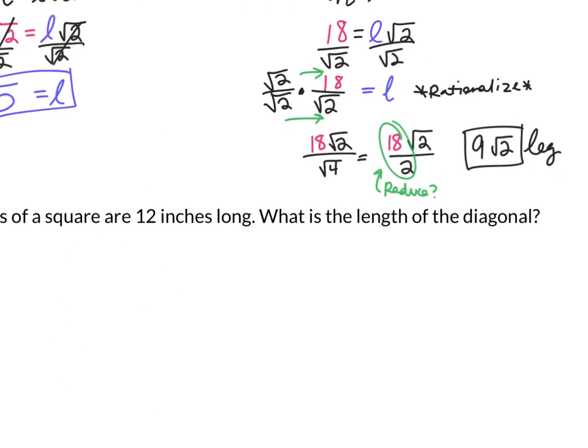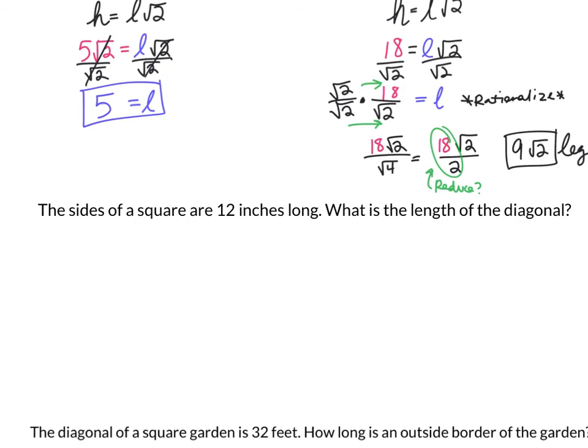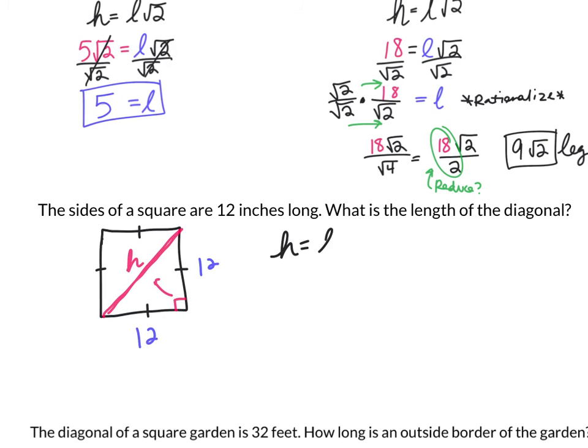So last two examples. Okay, so here we have the sides of a square being 12 inches long. We need to find the length of the diagonal. So draw a picture. So our square has congruent sides all the way around, 12. Okay, we want to find the length of our diagonal. Okay, so this is our hypotenuse because it is opposite the right angle. We're going to use our formula h equals L square root of 2. Okay, so h equals, plug in your leg value of 12 square root of 2. And that is actually the answer for your hypotenuse.